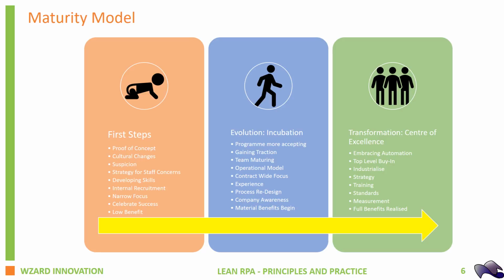As you gain traction and your program evolves and gets more into an incubation phase, now the program is more accepting. People understand what automation is, and you start to see the team maturing now, not only in size but in skills. The operating model becomes an important component, both for the team and for the organisation as a whole. The focus changes from a very local focus now to a much wider focus, and there's definitely a need to adopt more experience into the team.